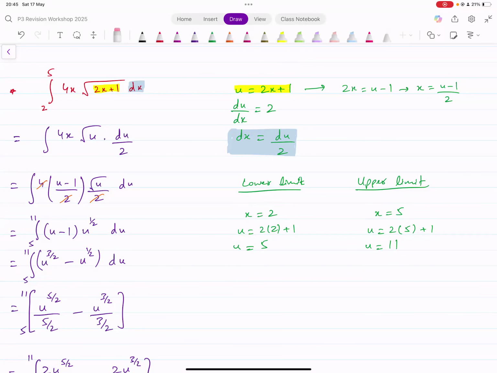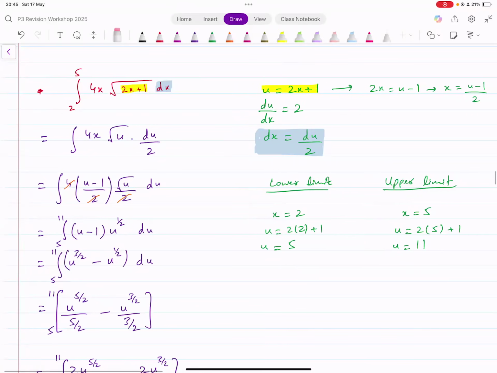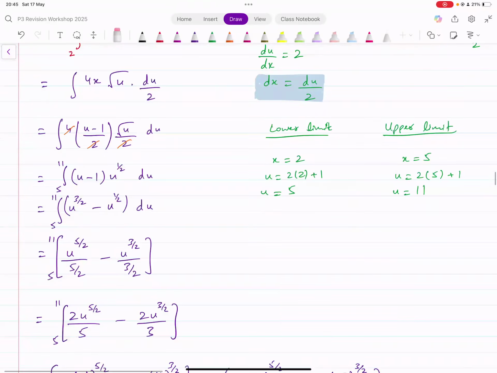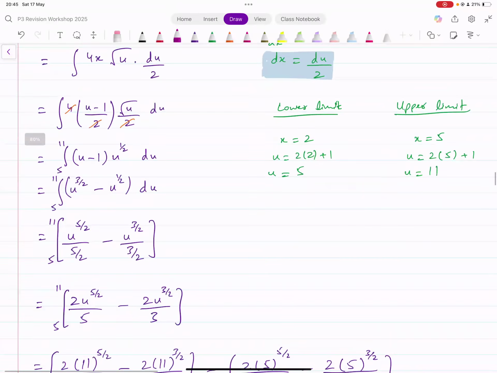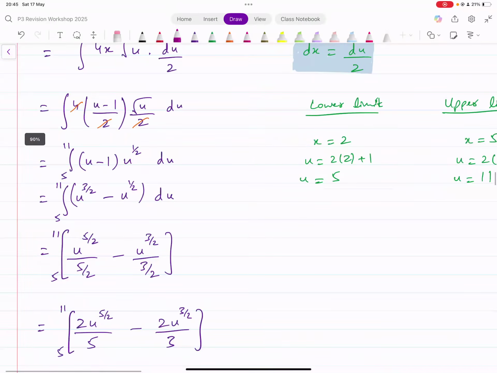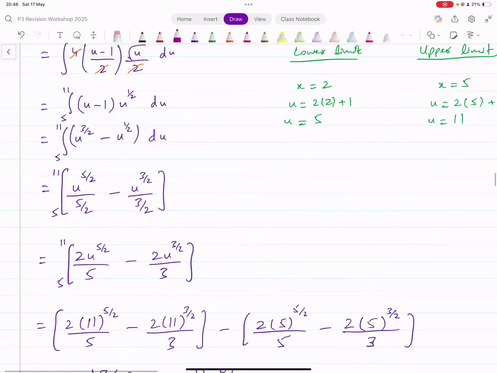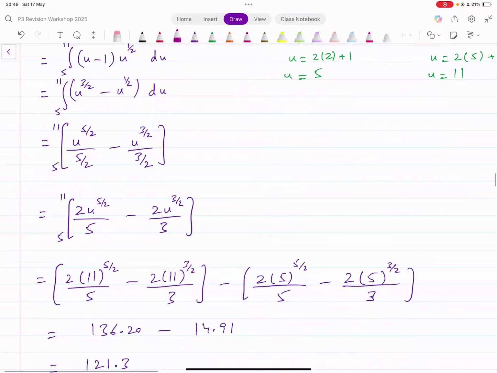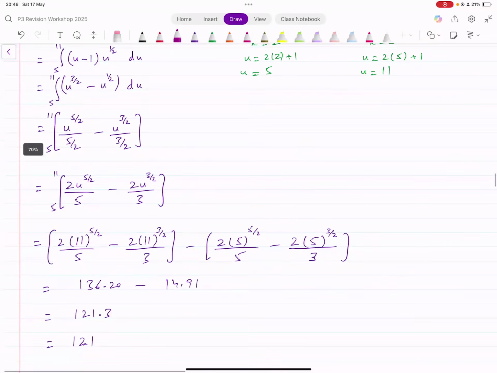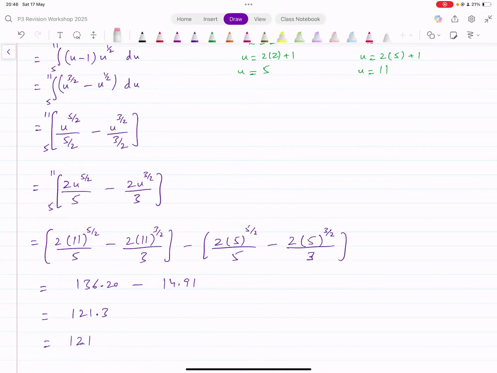Input those values in that integral now. 5 to 11, these are the limits that we've got. After converting to u, integrate that, input those limits, and you would get the result. And that's the final result that we wanted there. Okay, so that's how substitution works.